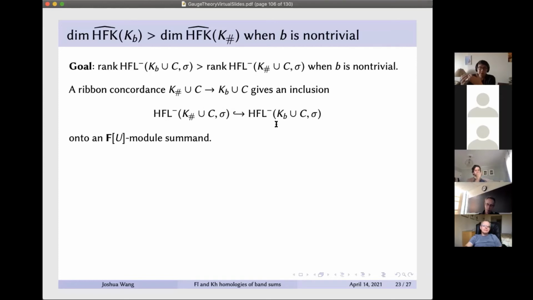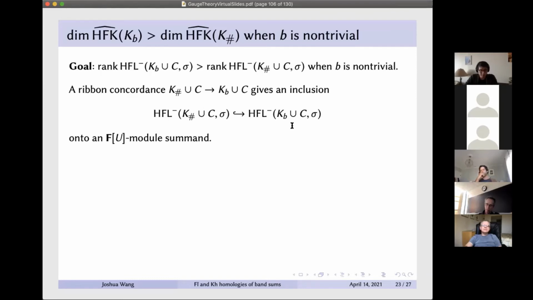So to show that there are more infinite U towers, to show that the rank is larger, that's equivalent to showing that there's an infinite U tower over here that does not lie in the image of this map. I just want to find an additional infinite U tower.